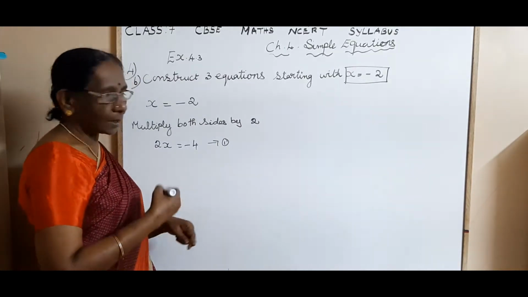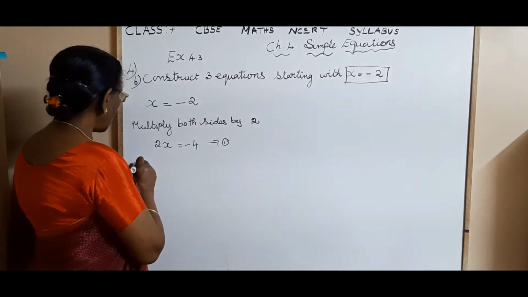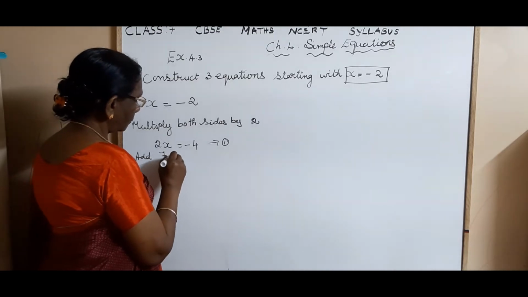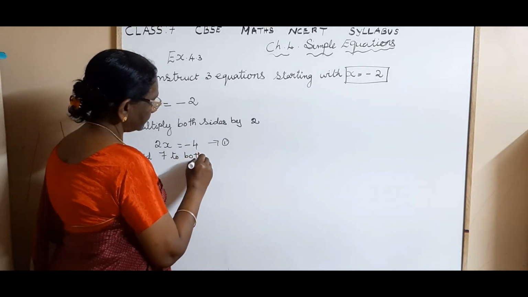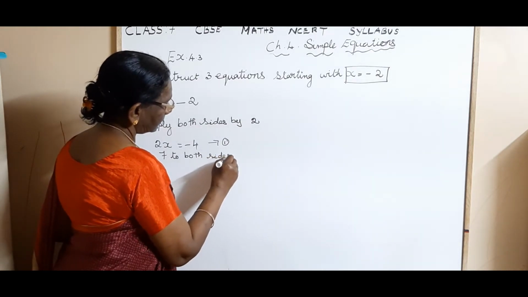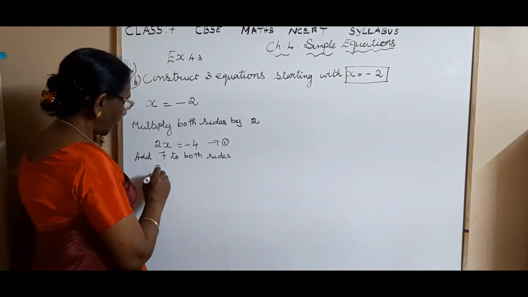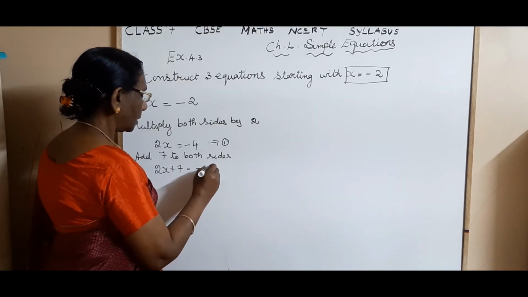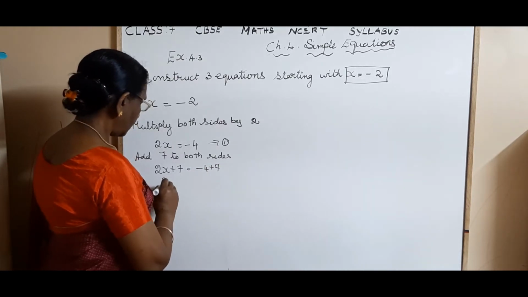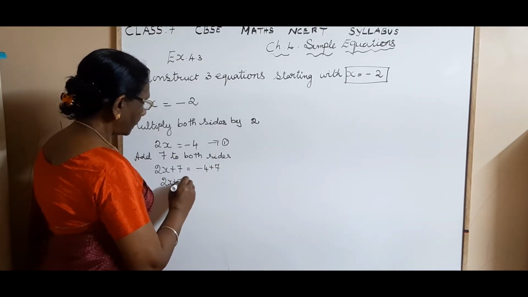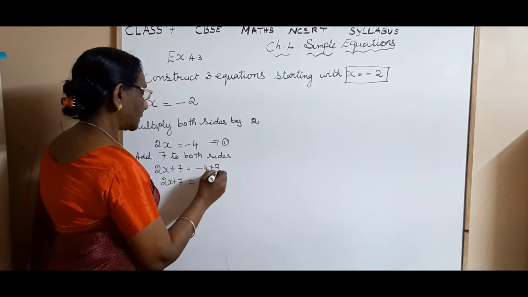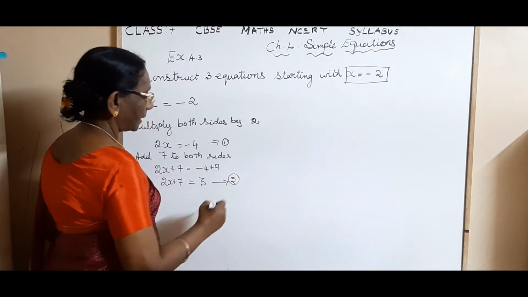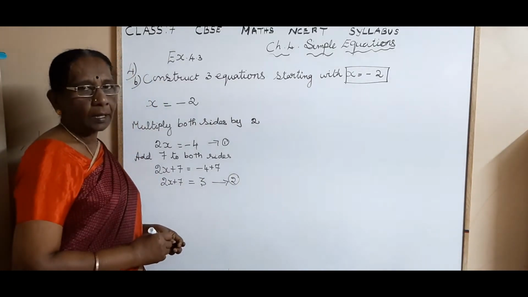Now, second, you can apply any operation. Let us add. Add 7 to both sides. So when you add, what do you get? 2x plus 7 is equal to minus 4 plus 7. That means 7 minus 4, 3. You have constructed the second equation. Okay. Now, third one.